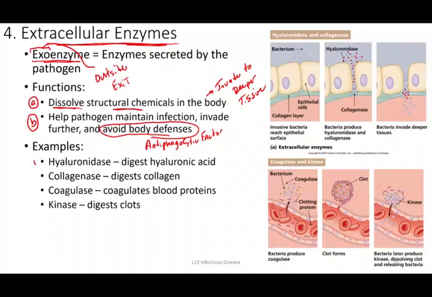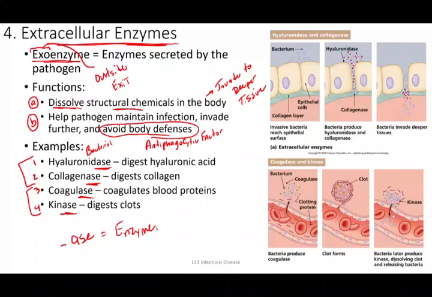So here are 4 examples that we're going to talk about, and they're really paired. So the first 2 we can kind of learn together, and the next 2 we can learn together. But do notice all of them have that naming scheme that we learned earlier. If it ends in ASE, we're talking about an enzyme. Okay. And so the first example is hyaluronidase and collagenase. So these are both bacterial enzymes, or we can be more specific, exoenzymes.